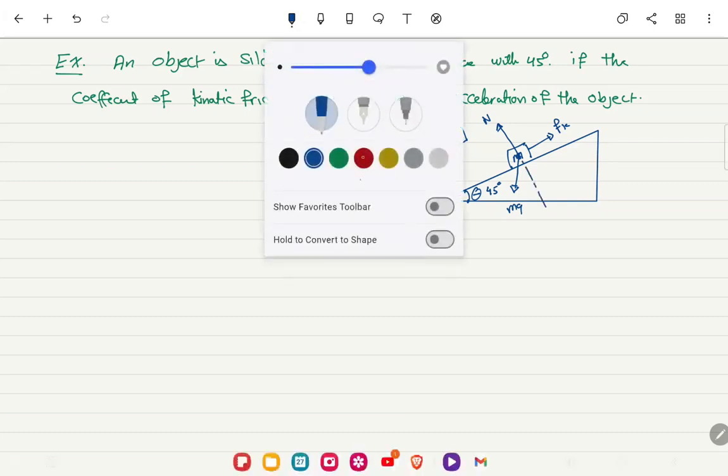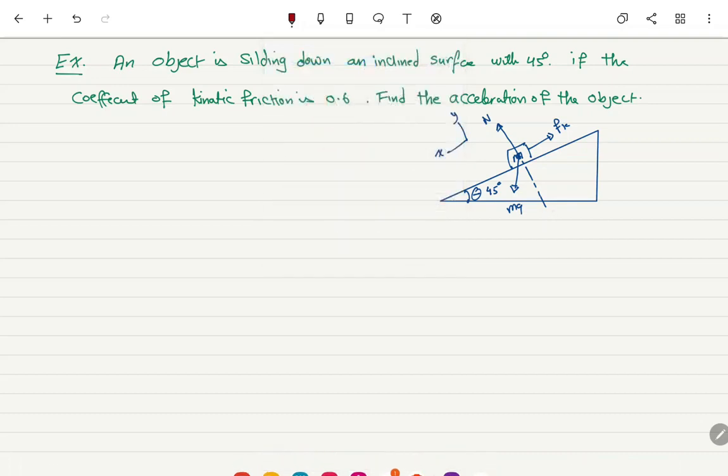It will be mg cosine theta, and this one is mg sine theta. Now sum of all forces on x, by the way this is x, equal to max, or mg sine theta. Remember, the force with the acceleration, you start with it, minus Fk equal to max. This is the first equation.